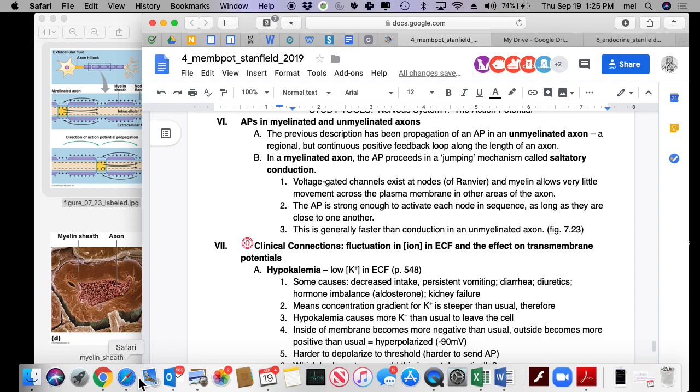If it gets long, then you really have to worry about speed. Otherwise, whatever happened here would have a big lag time before it got to my little toe, right? So the longer the axon, the more you need myelination.